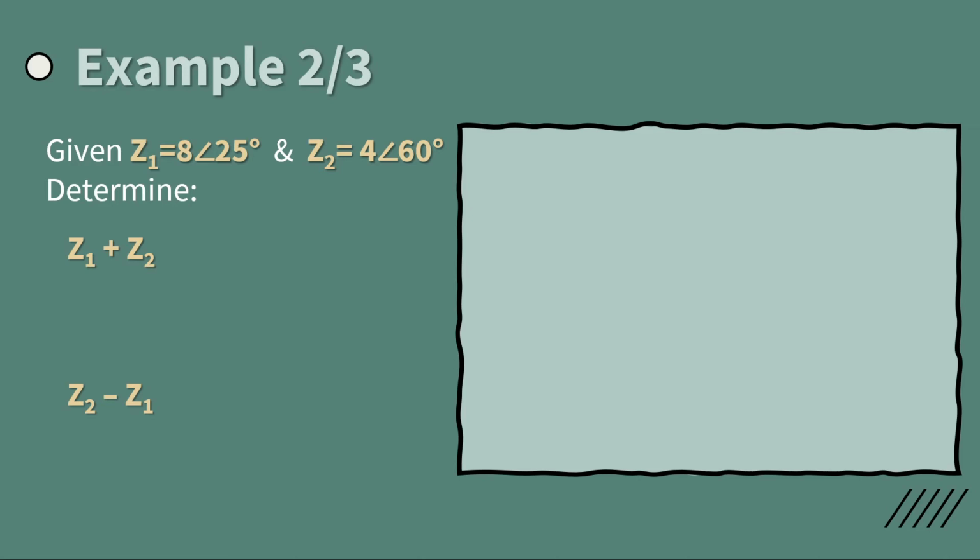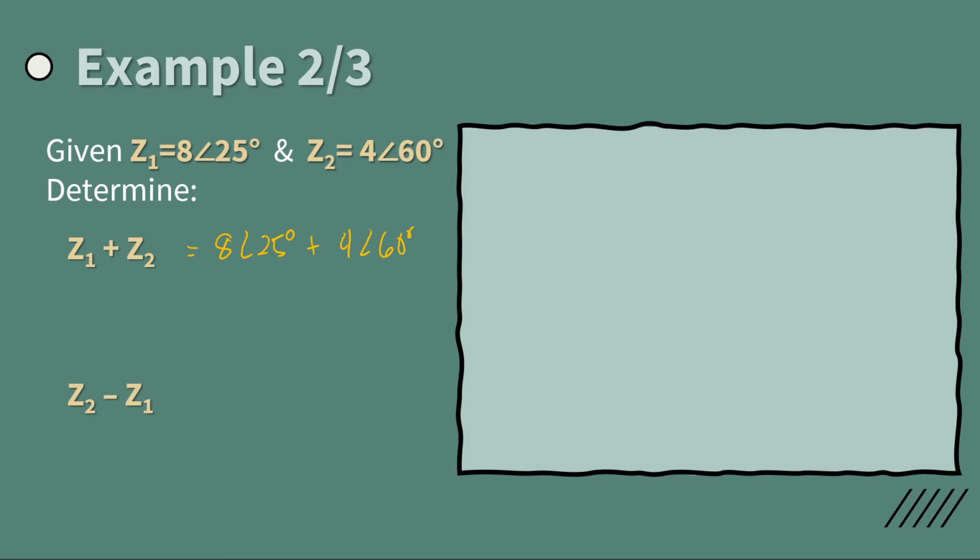The second example of the polar form of complex numbers. So we have the basic summation and difference of two complex numbers. Basically, we just write them like this: 8 angle 25 plus 4 angle 60 degrees. Actually, it's quite complicated. Okay, so take note of this.